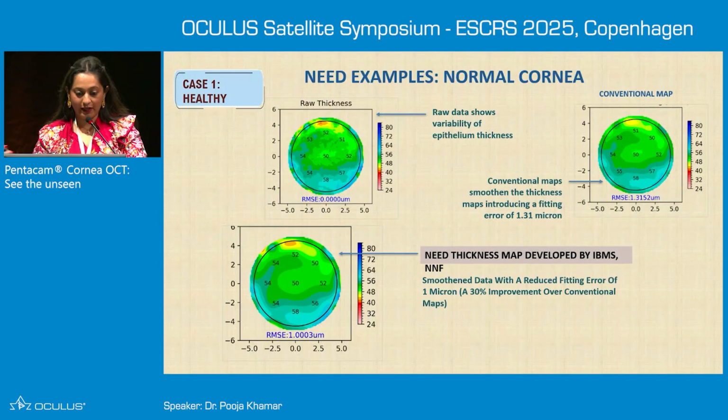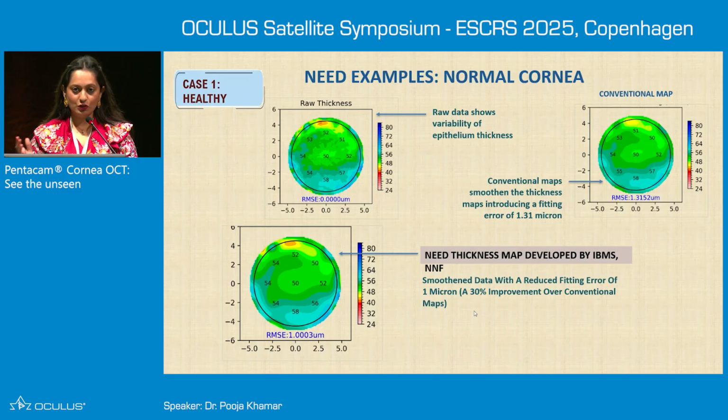This is an image of epithelium thickness from a normal cornea. This is how a raw image looks, and it shows a little bit of variability of epithelium thickness. And this is how a conventional map would look. When the conventional map smoothens out the epithelial thickness, there is a fitting error, just a little bit of error, of 1.31 microns. But with this new software being integrated along with the OCT, it will smoothen out with less error, and it will have an improvement over the conventional maps.